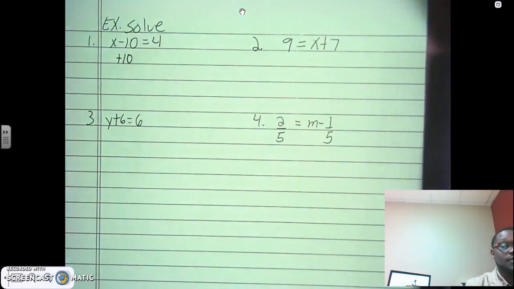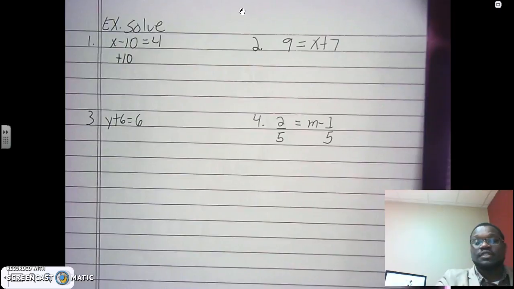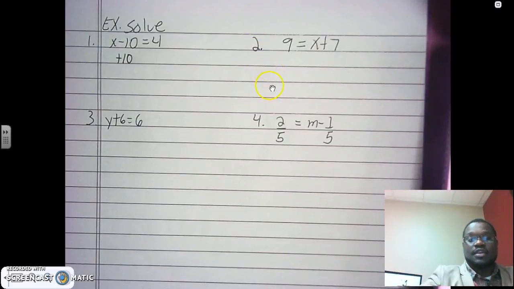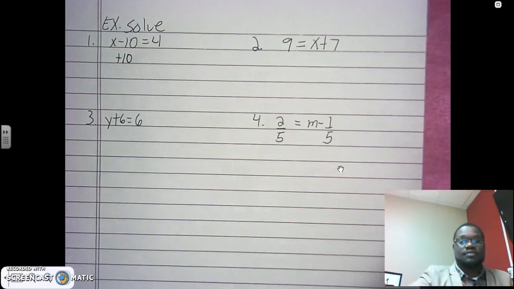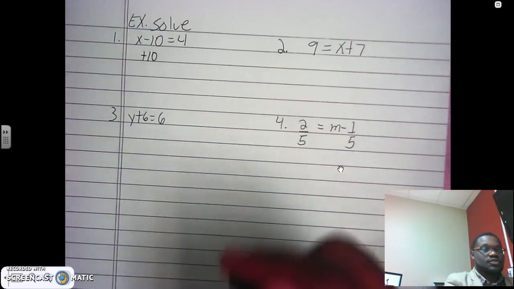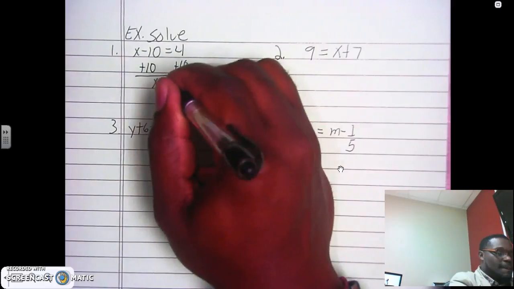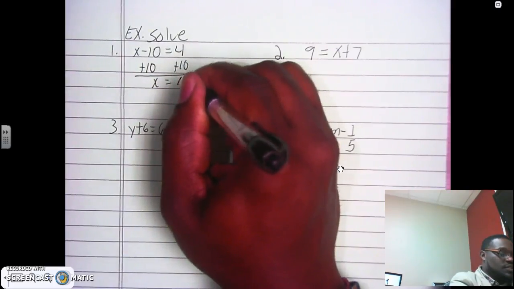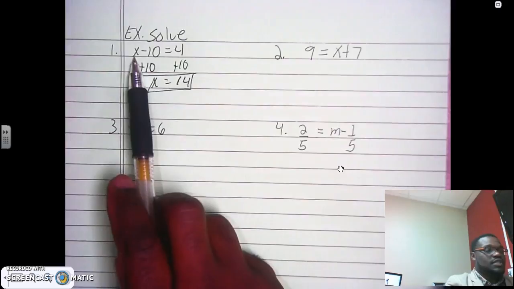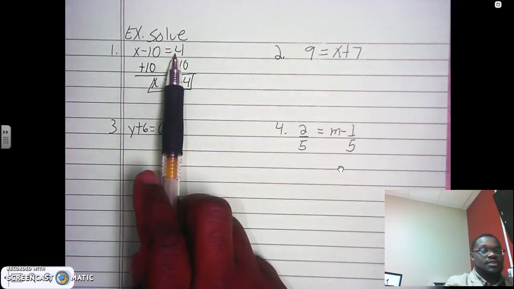Now, whatever I do to one side, I have to do the exact same thing, even though you can't see me. I got to do the exact same thing to the other side. Let's try that right there. And so, add 10 to both sides. You already know that. X equals 14. Think about it. 14 minus 10 equals 4. That's the only number that works.